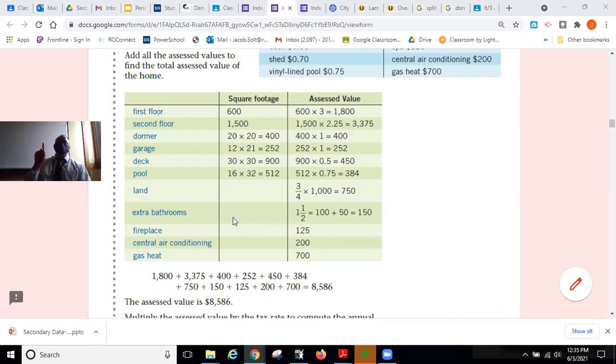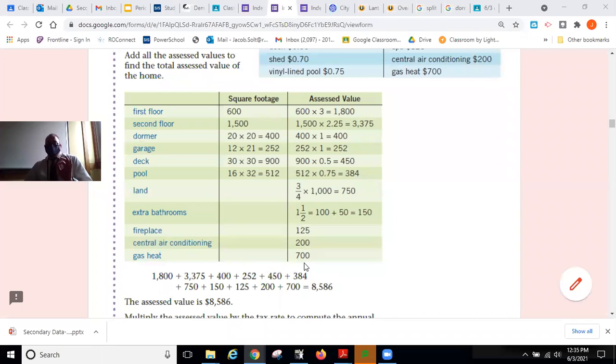Their first bathroom was free. Tax man was really nice, gave you one bathroom for free. But every bathroom after that costs money. So there's $100 for the one bathroom beyond the first, and there's $50 for that half bath. That's an extra $150 for those extra bathrooms. $125 extra for their fireplace, $200 extra for their air conditioning, and they're paying $700 for their gas heat.